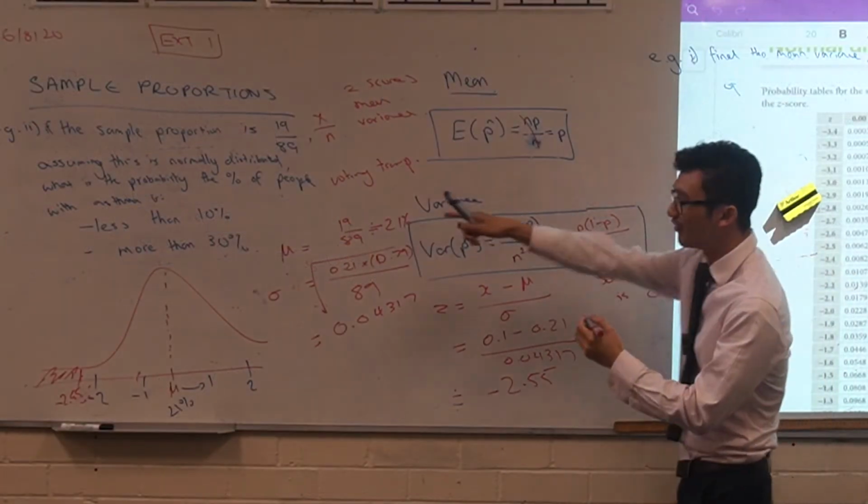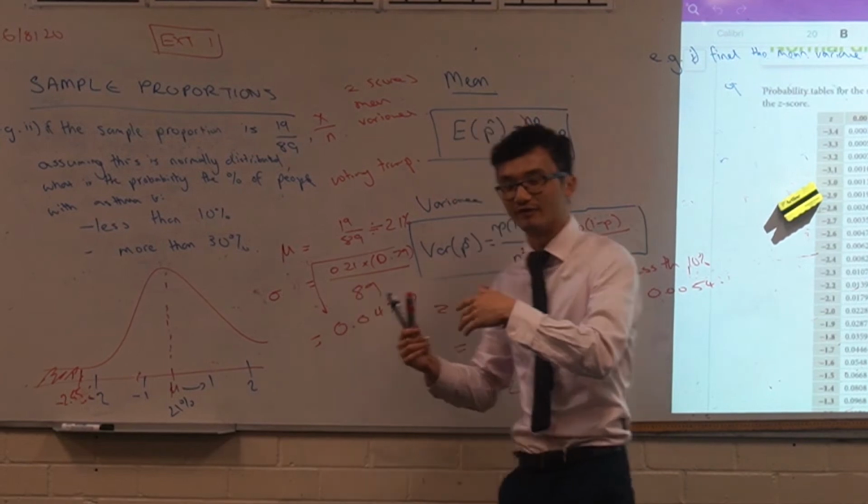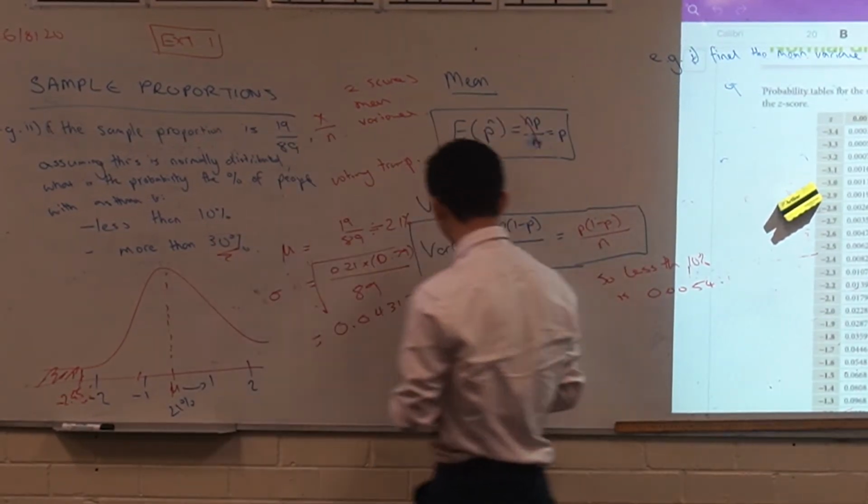I'll finish quickly. More than 30% though. Now for more than 30%, again, what do we need to work out? First, we need to work out the standard deviation of that, so let's do that.